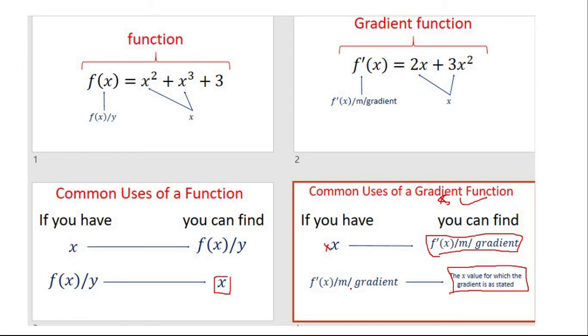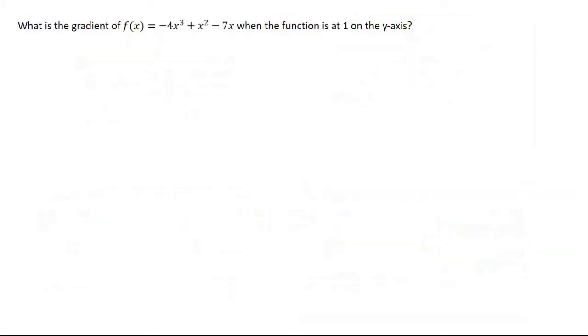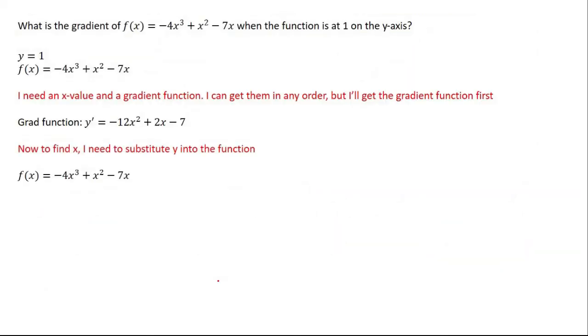So if I know the gradient, like as a number, I can find the x for which that is true. Or if I know y, I can find the x for which that is true. Now you have to ask yourself, you go back to what you have. I don't have the gradient as a number. The gradient is what I'm looking for. So I can't use that. But I do have y.